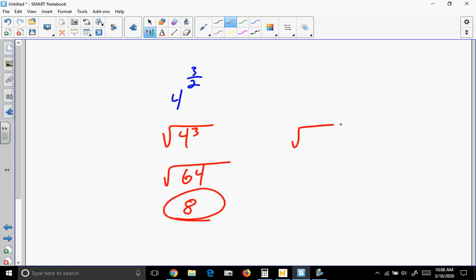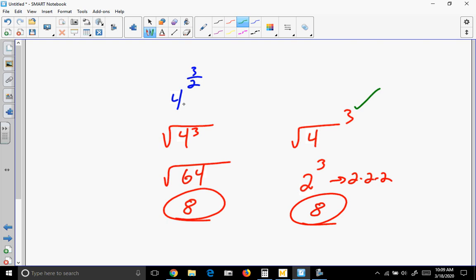On the other hand, if we put the cube on the outside, we can take the square root of the base first and then raise it to the 3rd power. Well, the square root of 4 is 2, and then we can cube that answer. Well, 2 cubed, 2 times 2 times 2 is 8. So we get the same answer either way. Typically, if our base is a number, we put the power on the outside. If our base is a letter, we put our power on the inside.